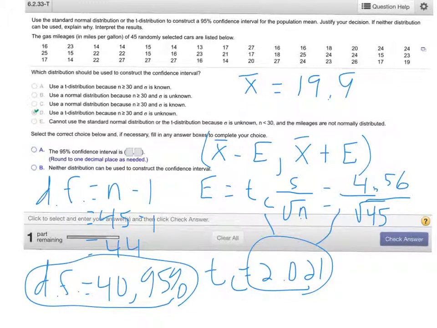So we need to put it in here. We need to multiply this number times 4.56 and divide by the square root of 45, and that gives us E. And so you just take the mean minus what you get for E, and the mean plus what you get for E. And I'll let you go ahead and finish this problem.